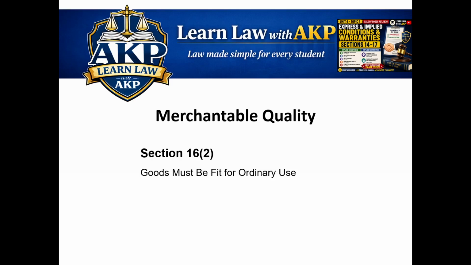Another important implied condition is merchantable quality. Goods must be reasonably fit for the purpose for which such goods are ordinarily used. For example, if a person purchases a refrigerator and it cannot cool items at all, the goods are not of merchantable quality. The buyer may claim remedies under the Act.